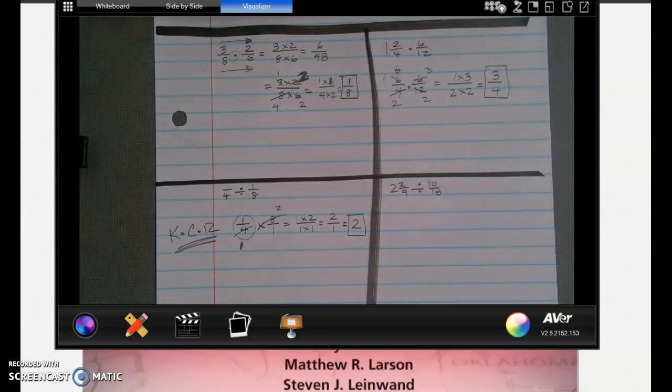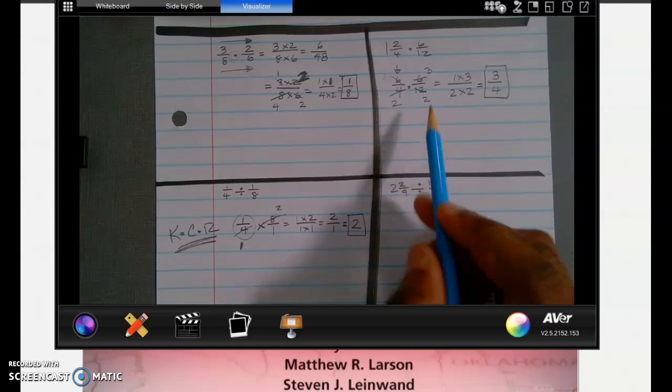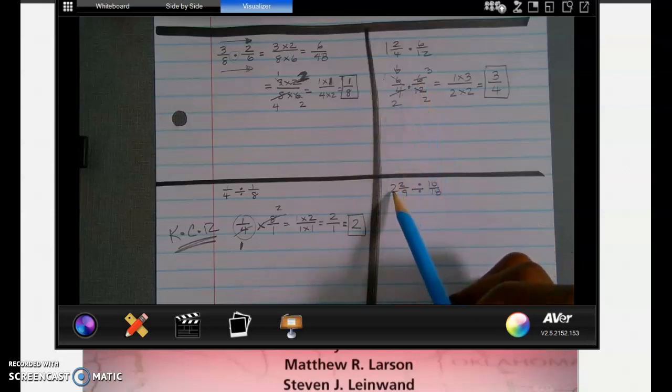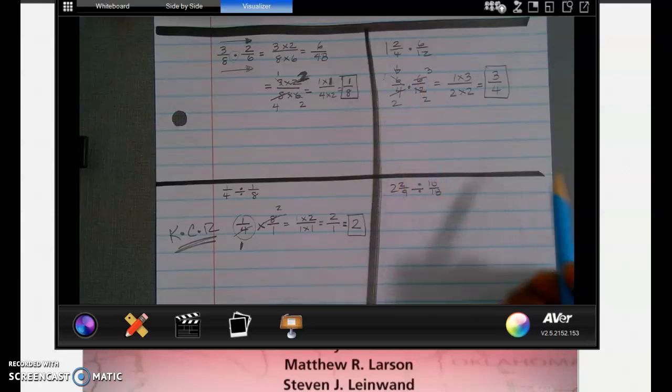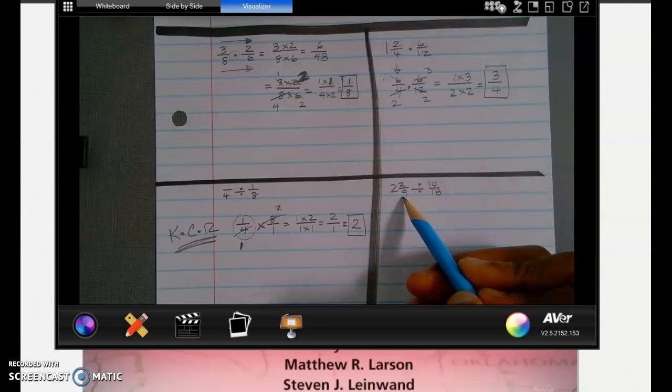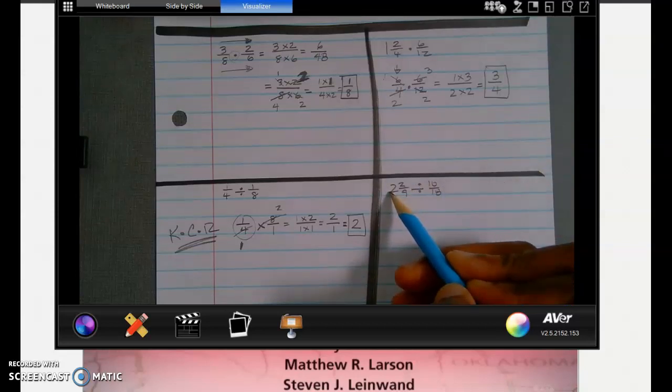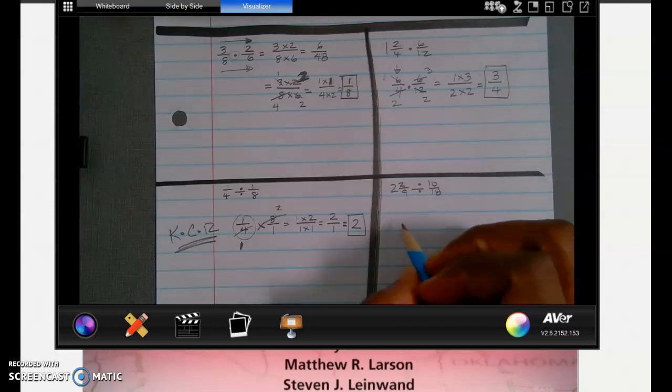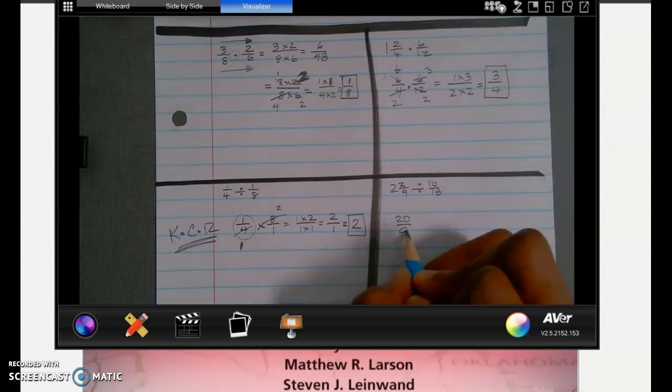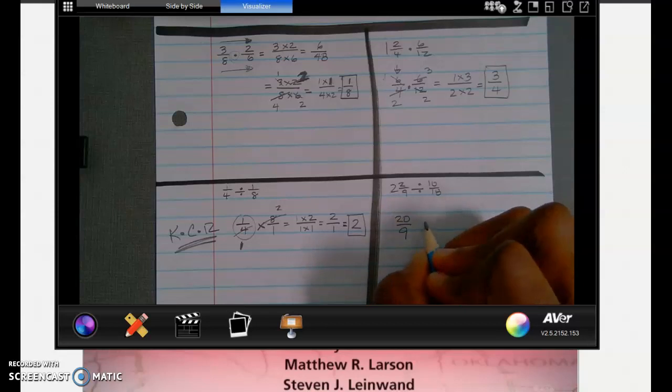All right, next, I'm going to look at 2 2/9 divided by 10/18. So just like in this particular example, I need to turn this into an improper fraction, multiplying denominator times whole number. That's 2 times 9, 18. 18 plus 2 is 20. Put that back over the denominator. That's 20/9. I'm going to simply rewrite this.